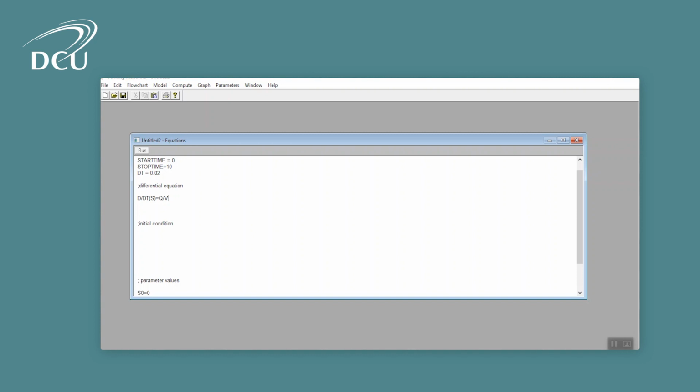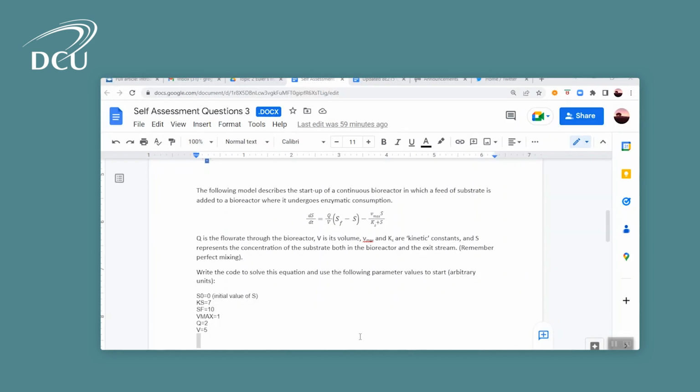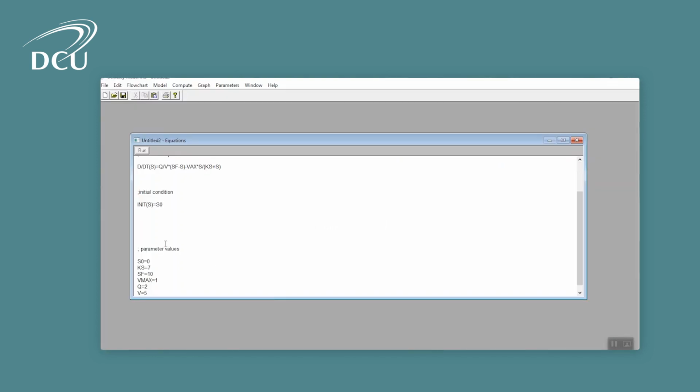Anyway, so we have Q over V times the substrate coming in, minus the substrate going out, minus the substrate disappearing due to reaction, which is Vmax times S over Ks plus S. And our initial condition is initial S is S0. Let me just double check that S0 is equal to 0 is right. Okay, so that's fine. So that's our model.